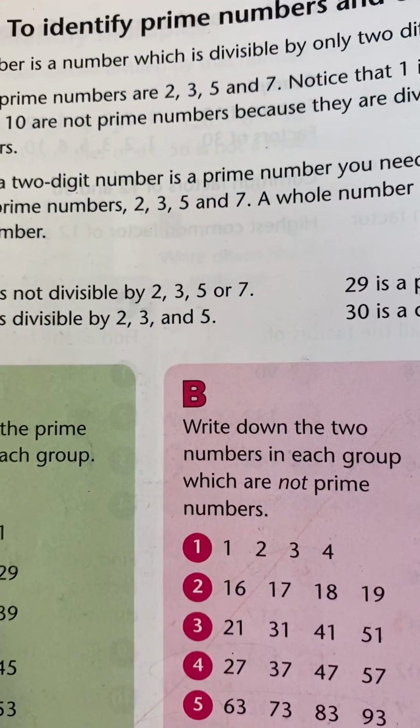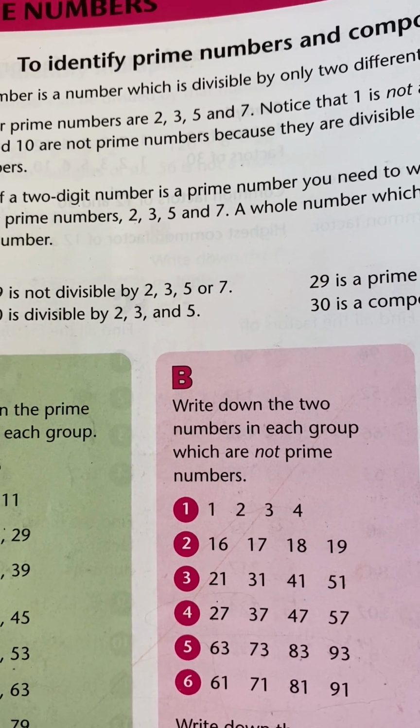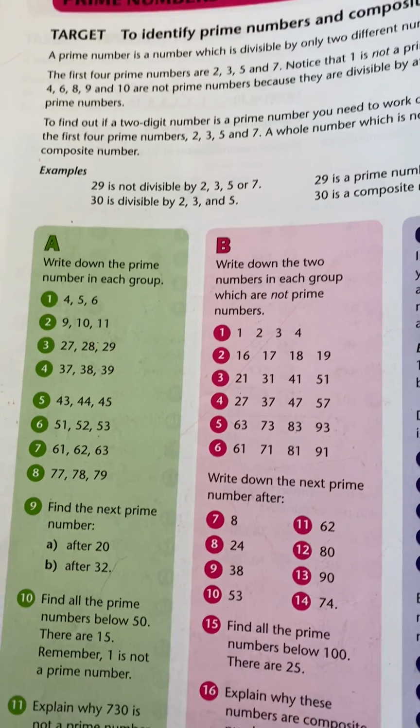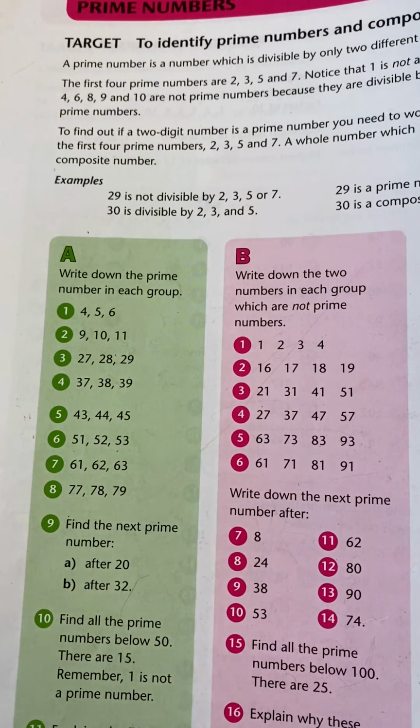So that's the secret to success. If it divides by 2, 3, 5 or 7, it is not prime. So work through, have a go, and then if you have any questions you may ask, that's absolutely fine, but it should be relatively straightforward.